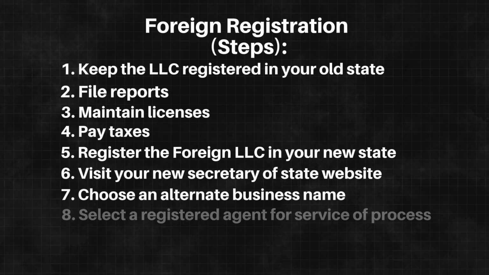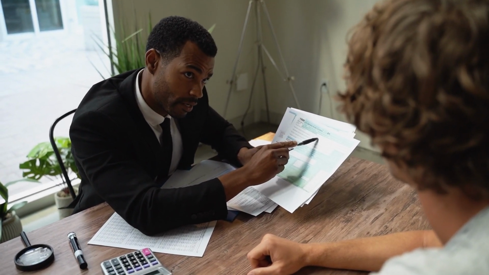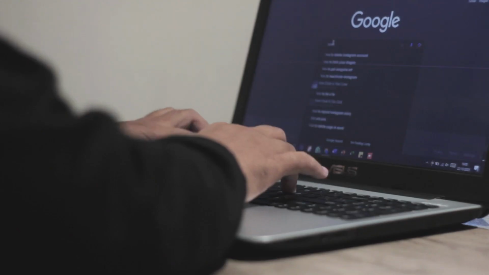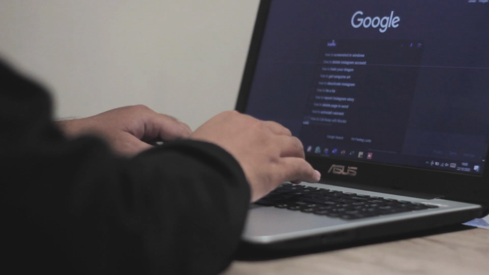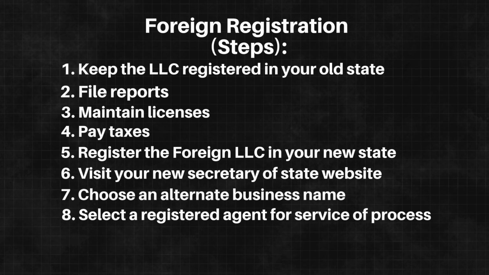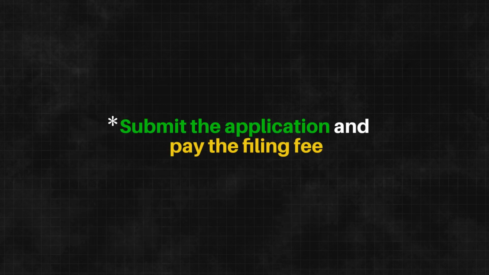And the next step you need to take is to select a registered agent for service of process in your new state. Now, also depending on the state, you'll need to appoint a registered agent based in your new state and enter their information in the application form. As a result, you'll need to look online to find a company based in your new state for a registered agent service. And then next, just as in the domestication registration, you will need to provide a certificate of good standing from the original state.